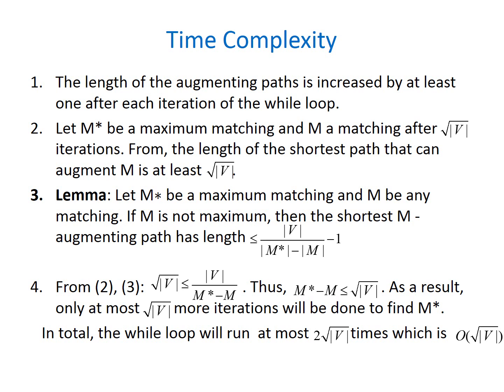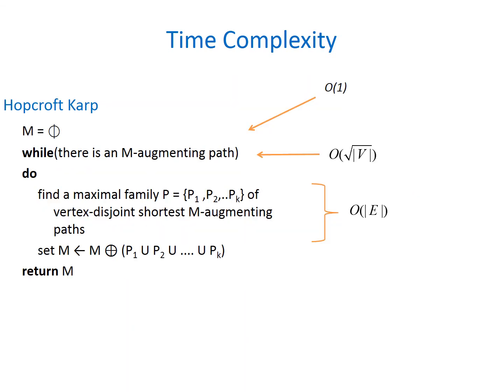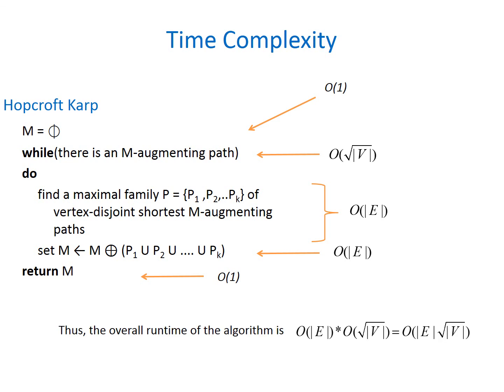So, in total, the while loop will run for almost 2 times square root of V times, which is big O of square root of V. Breadth first search and depth first search take big O of V time assuming the graph is connected. If it contains isolated vertices, we can simply remove them before executing the algorithm without modifying the complexity or the results. To obtain the symmetrical difference, it will take at most big O of V time. M can be returned in constant time. Thus, the overall time of the algorithm is big O of E times square root of V.